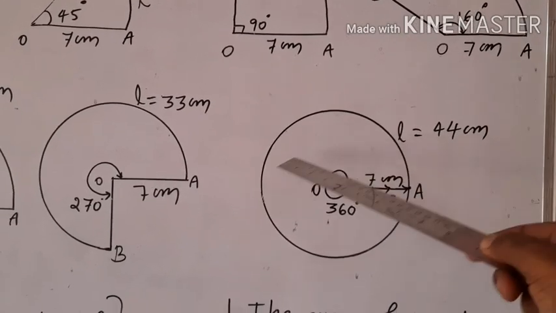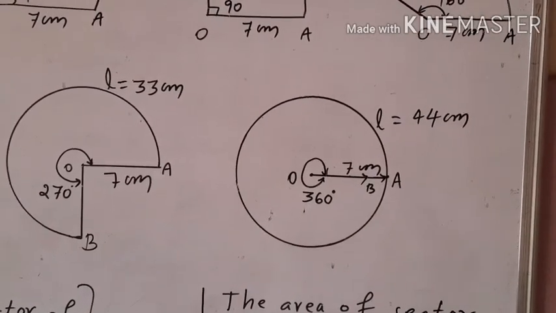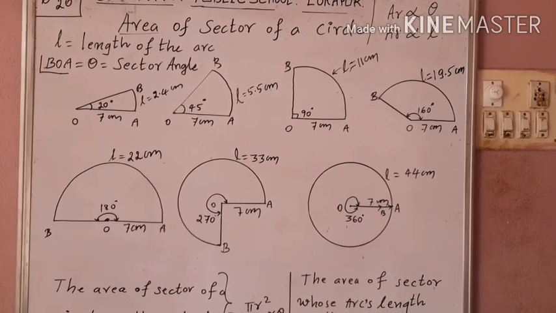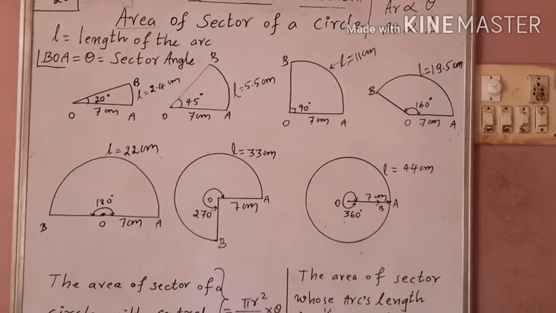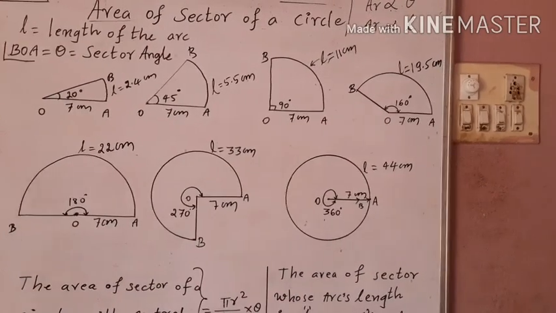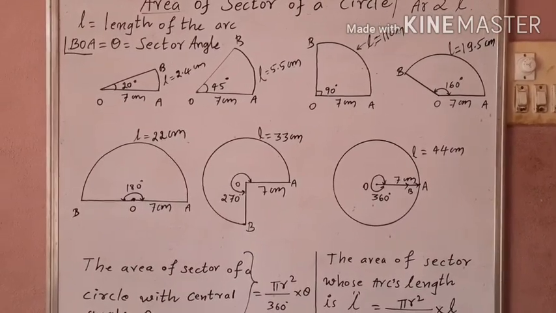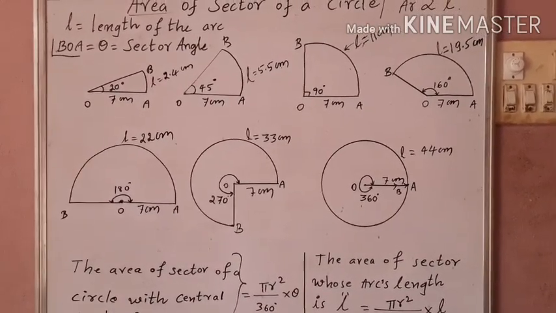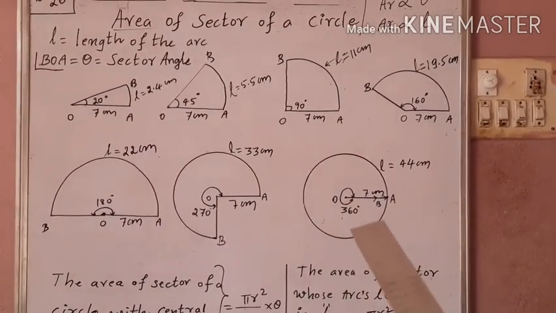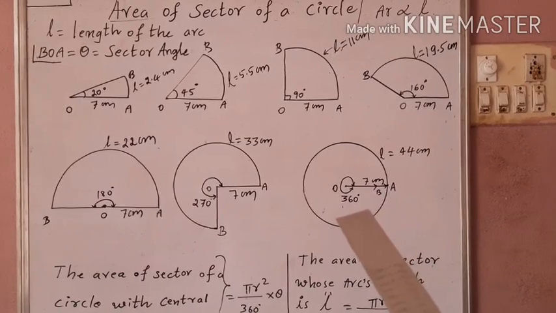Therefore I can say if the central angle of the sector is 360 degree, the area is that of one full circle, that is πr². From this activity we observe that when the central angle is 20 degree, 45 degree, 90 degree, 160 degree, 180 degree and 270 degree, the area of the sector is not equal to πr². But when the central angle becomes 360 degree, the sector itself becomes a full circle. That time the area of the sector will be equal to πr².